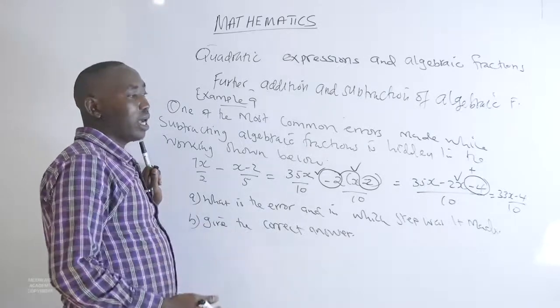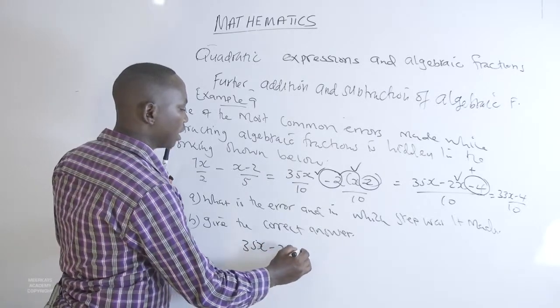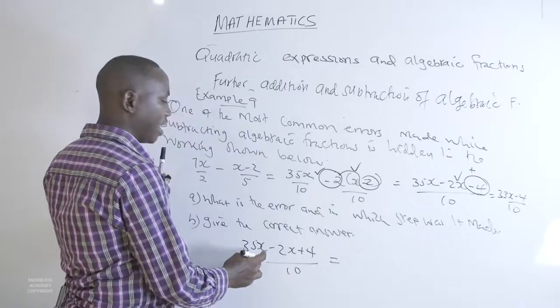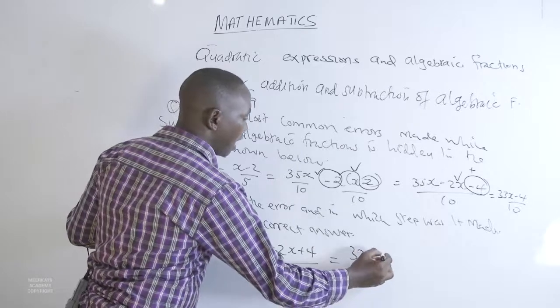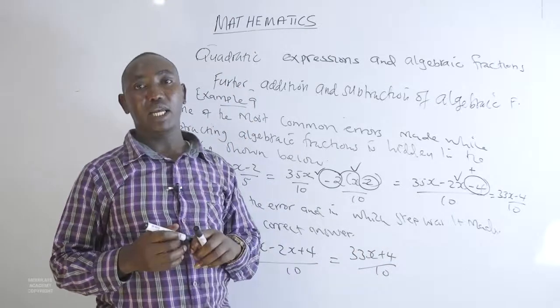Now give the correct answer. That will be 5x minus 2x plus 4 all over 10, and this will have given us 5x minus 2x, that will be 3x plus 4, all these divided by 10.